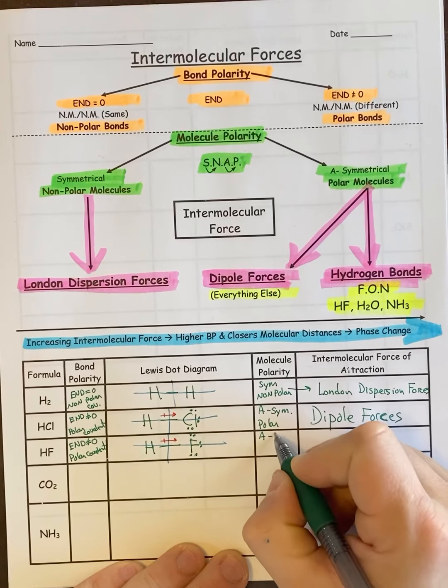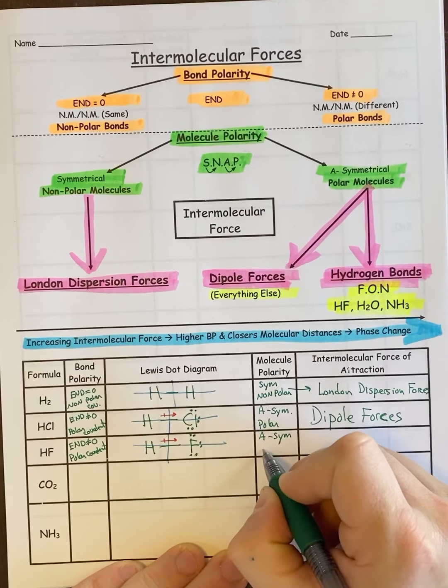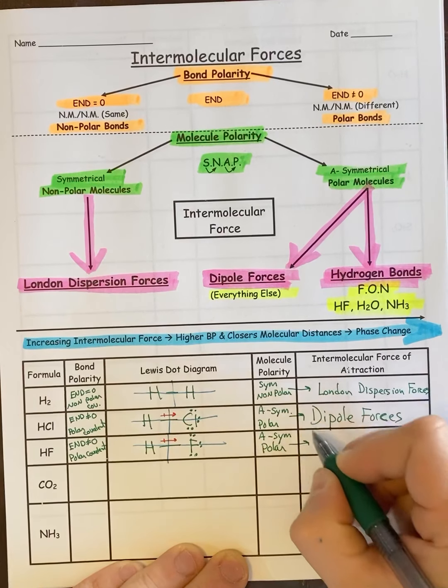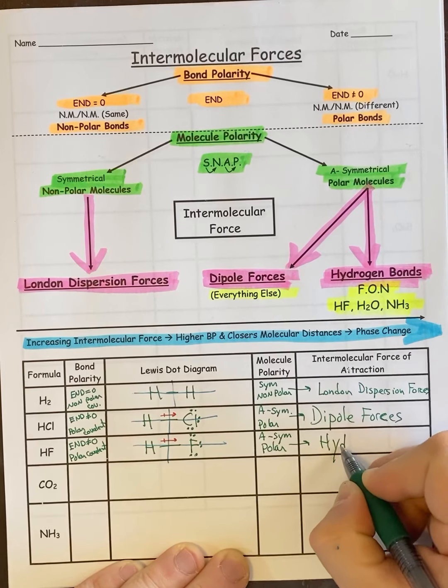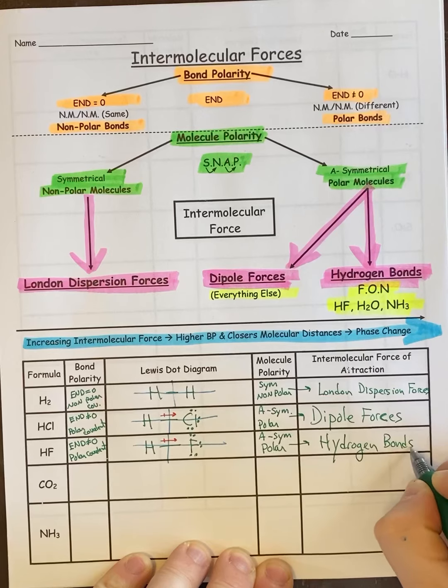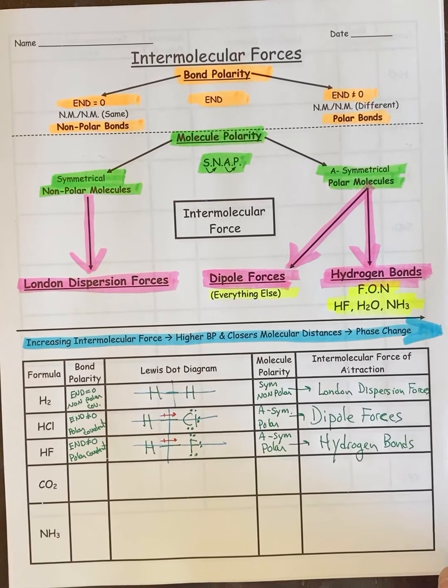It is asymmetrical and therefore polar, but it happens to have hydrogen bonds because it has F, O, or N bonded to H, or you could say because it's one of those three. Now, obviously, don't be confused.